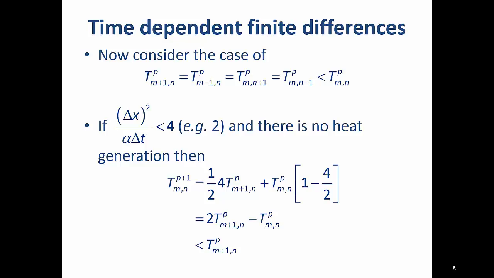I now want to consider a specific case where the node Tmn is at a higher temperature than the 4 surrounding nodes, and those 4 surrounding nodes are all at the same temperature at some time p. If I then consider the case of delta x squared over alpha delta t being less than 4, and just to make this more obvious I'll take a very specific case, namely that the value of delta x squared over alpha delta t is 2, but this would work with any other number that was less than 4. Then I've already said we're dealing with a case of no heat generation.